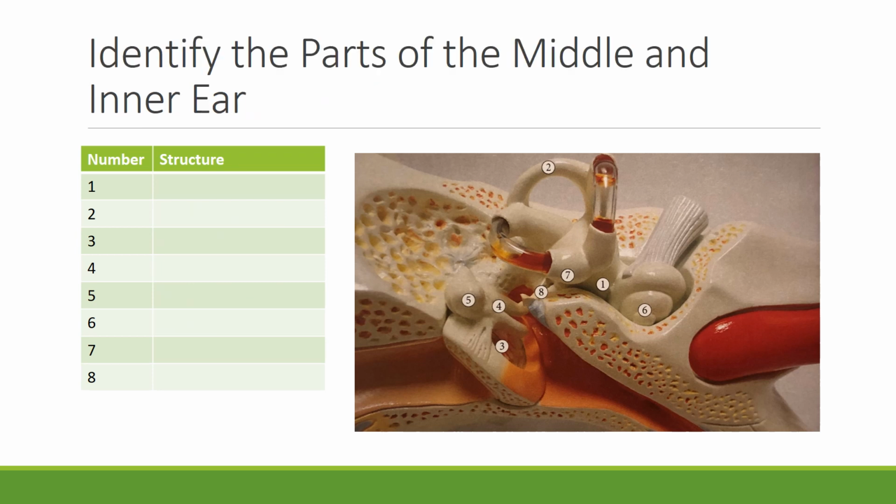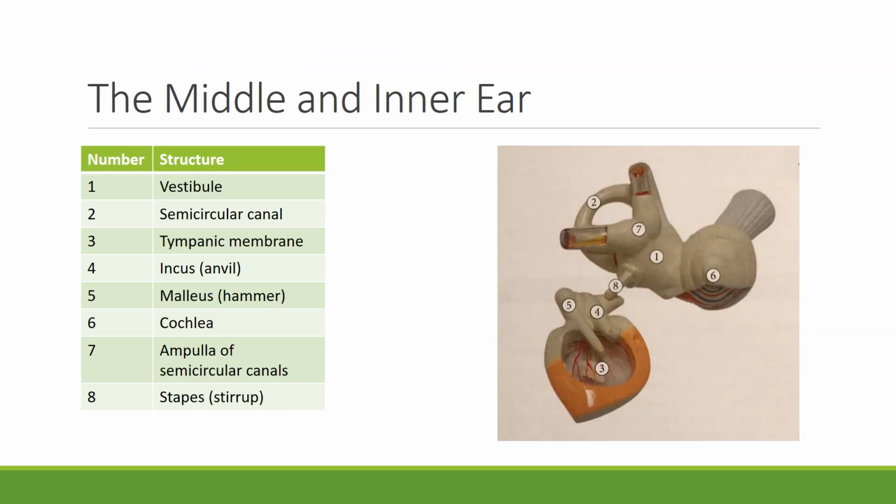Can you identify the parts of the previous model without using the labeled diagram? Here is another model showing the close-up of the middle and inner ear. Number 1 is the vestibule. Number 2, the semicircular canal. Number 3, the tympanic membrane. Number 4, the incus or anvil. Number 5, the malleus or hammer.